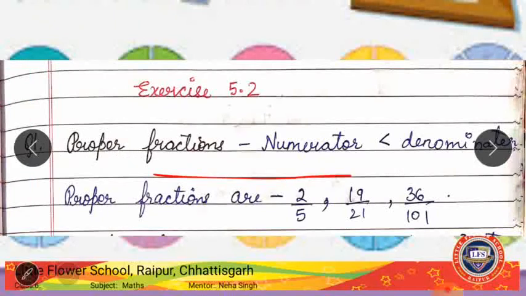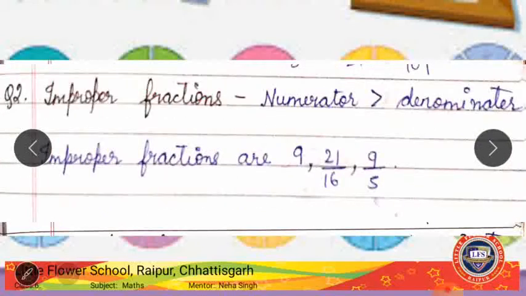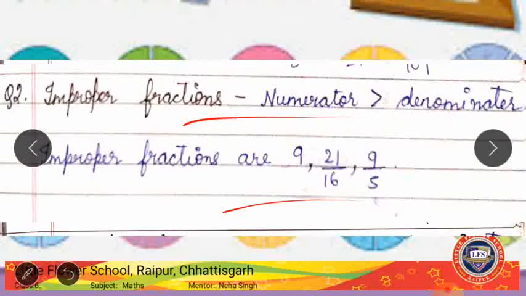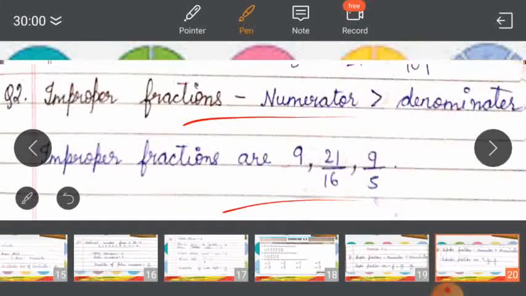Proper fractions are ones whose numerator is less than the denominator. So these 3 are proper fractions. Similarly, for improper fractions also you're going to write like this. Improper means whose numerator will be greater than the denominator. Okay.